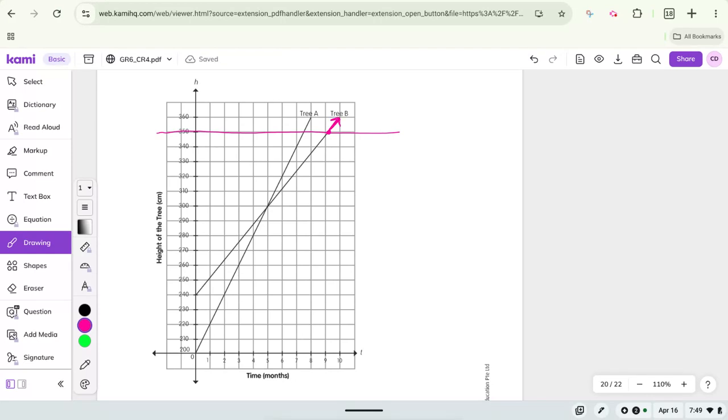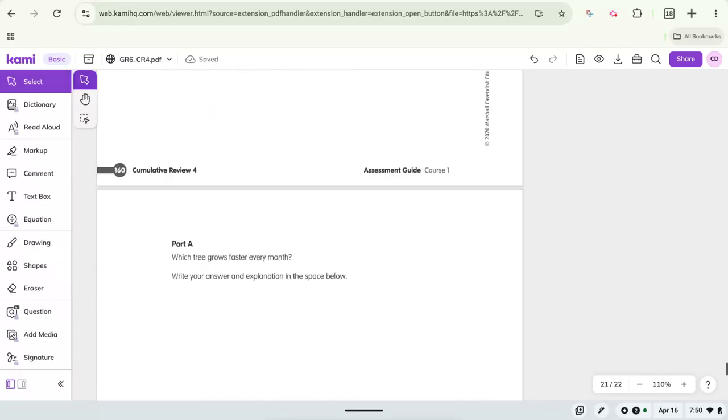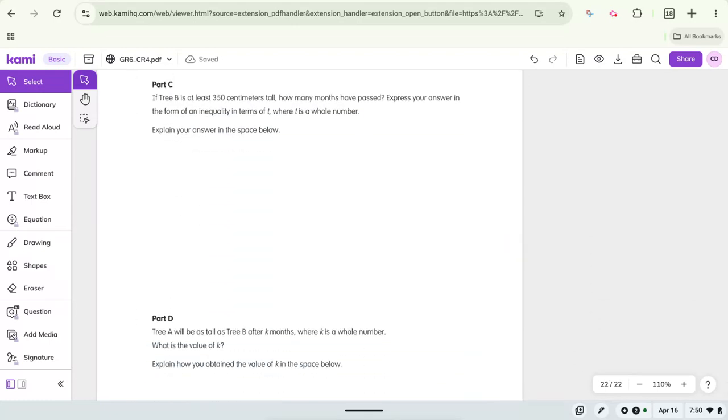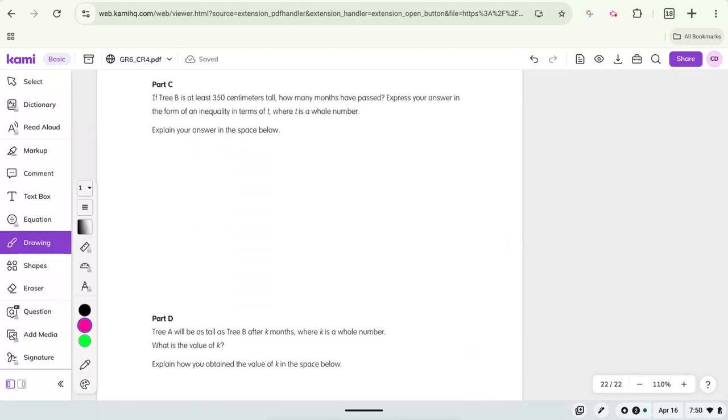Well, if you look down here, follow this down, roughly, it's a little bit more than 9. So time is going to keep going as the tree keeps growing. And so the time in months must be greater than 9 months. Okay, because that point is just a little bit past 9 months. And so to answer part C, I would say T is greater than 9.